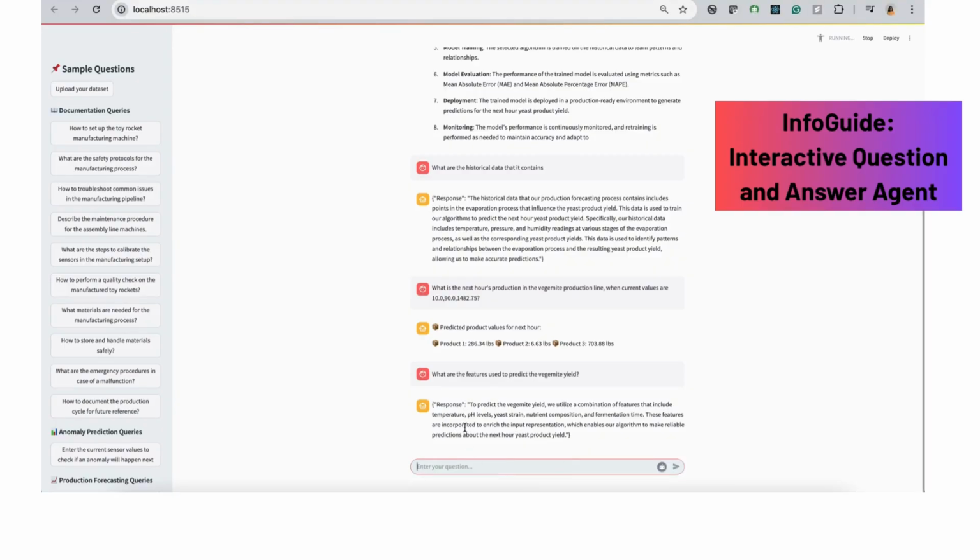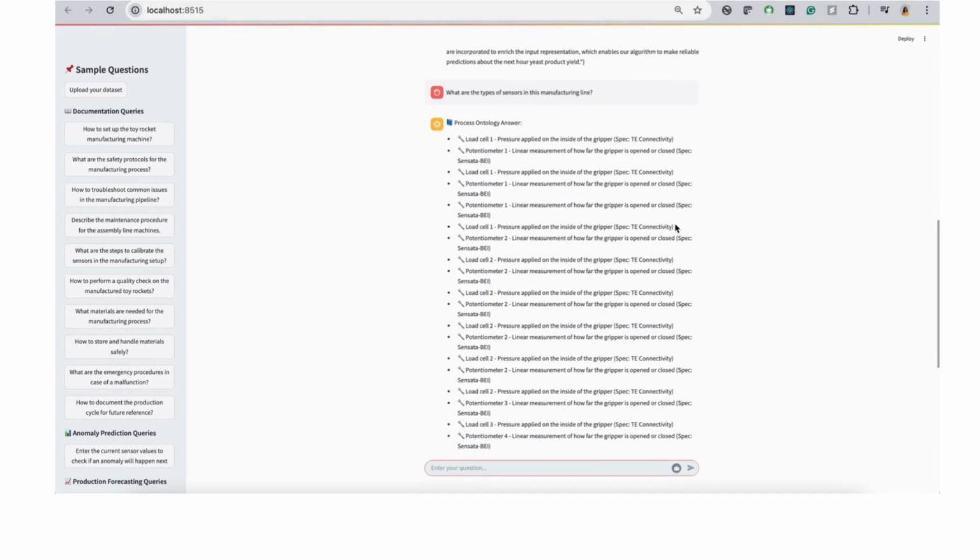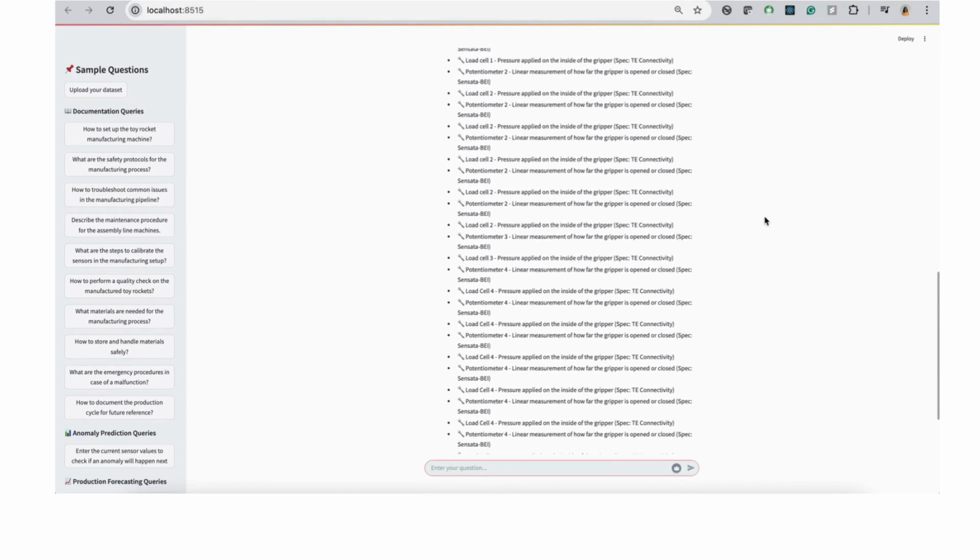InfoGuide is your onboarding superhero. It is a semantic question and answer agent powered by a manufacturing process ontology and a smart manufacturing knowledge graph.